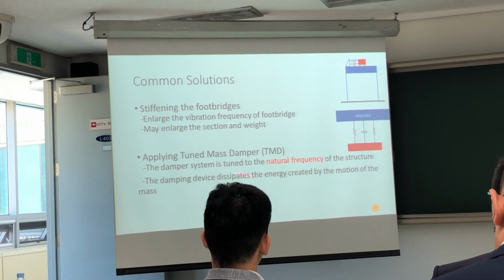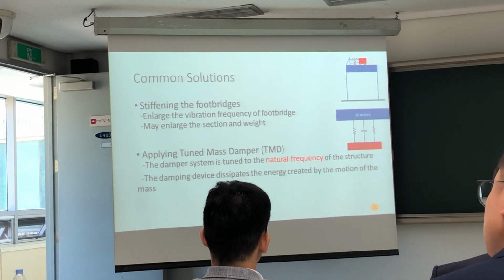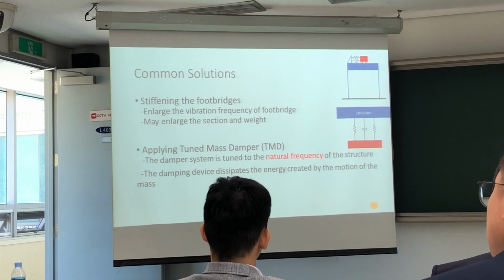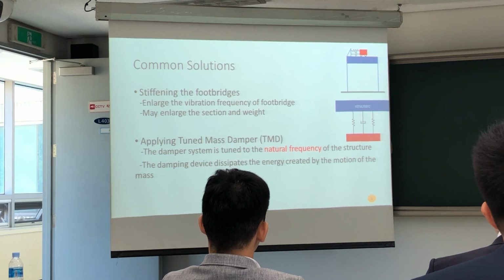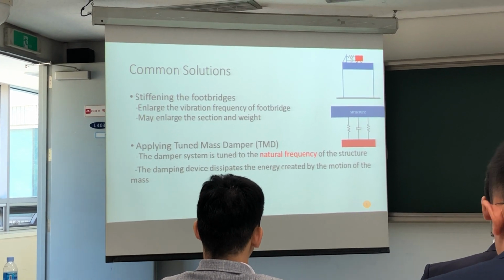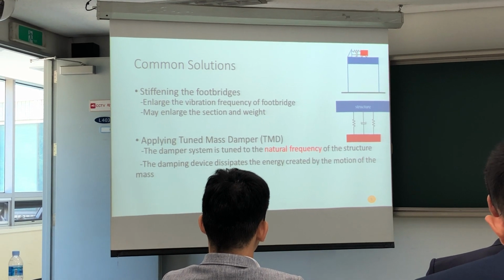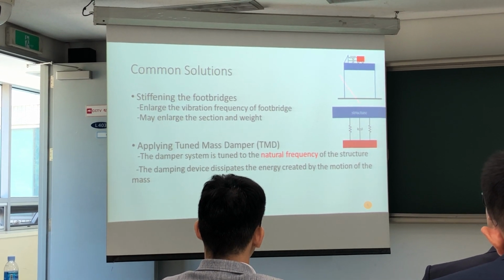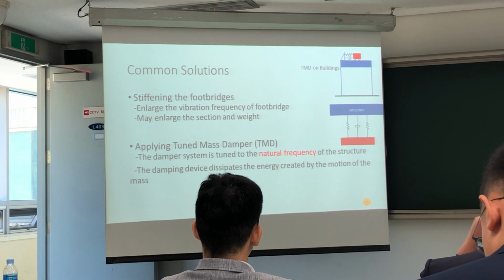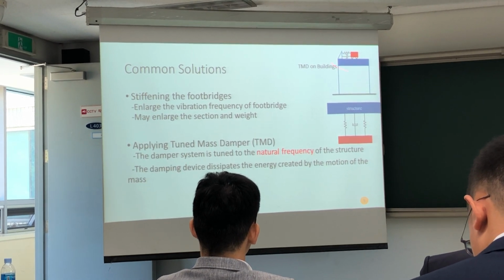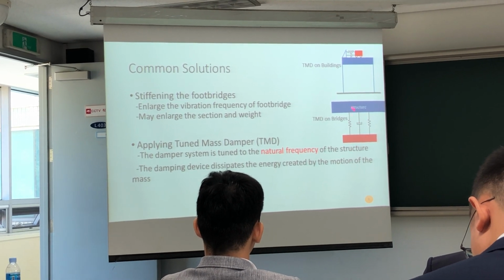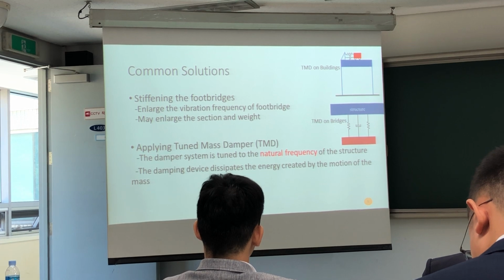A tuned mass damper is tuned to the natural frequency of the structure. While the structure vibrates, the mass of the damper will also move drastically, so the damping device can dissipate the energy created by the motion of the mass. There are mainly two ways to equip a tuned mass damper on structures: you can add it on the top floors of skyscrapers, or you can suspend it below the bridge.